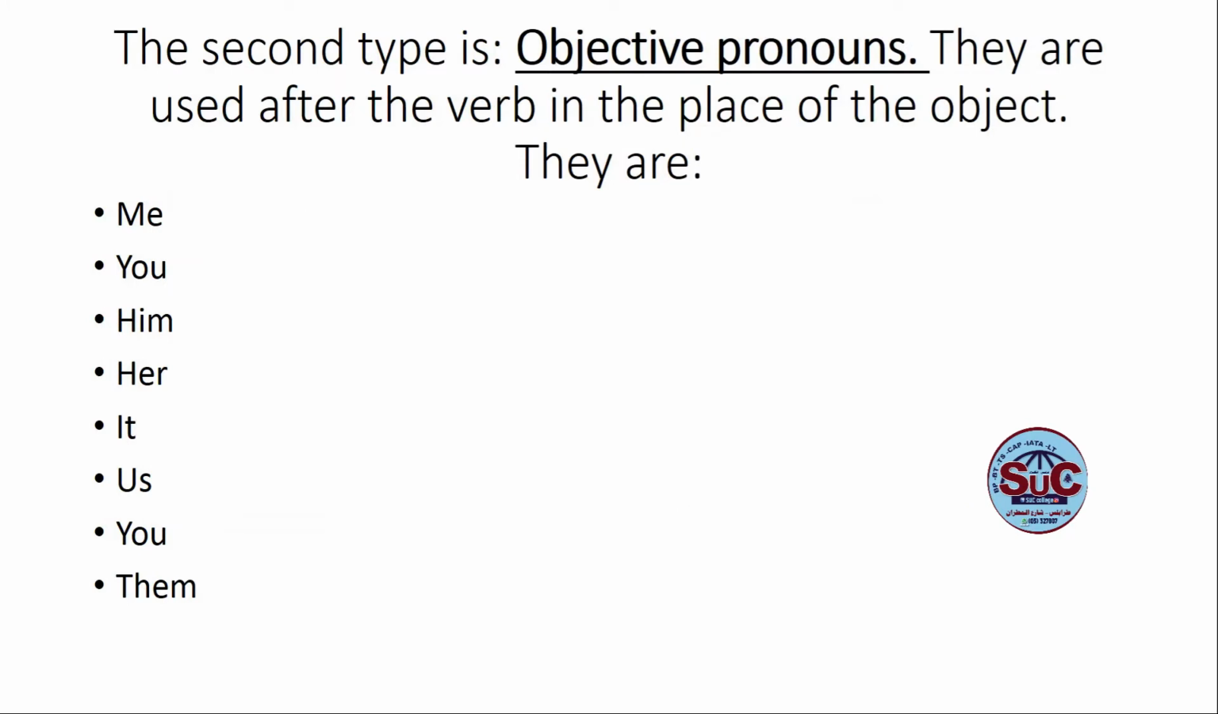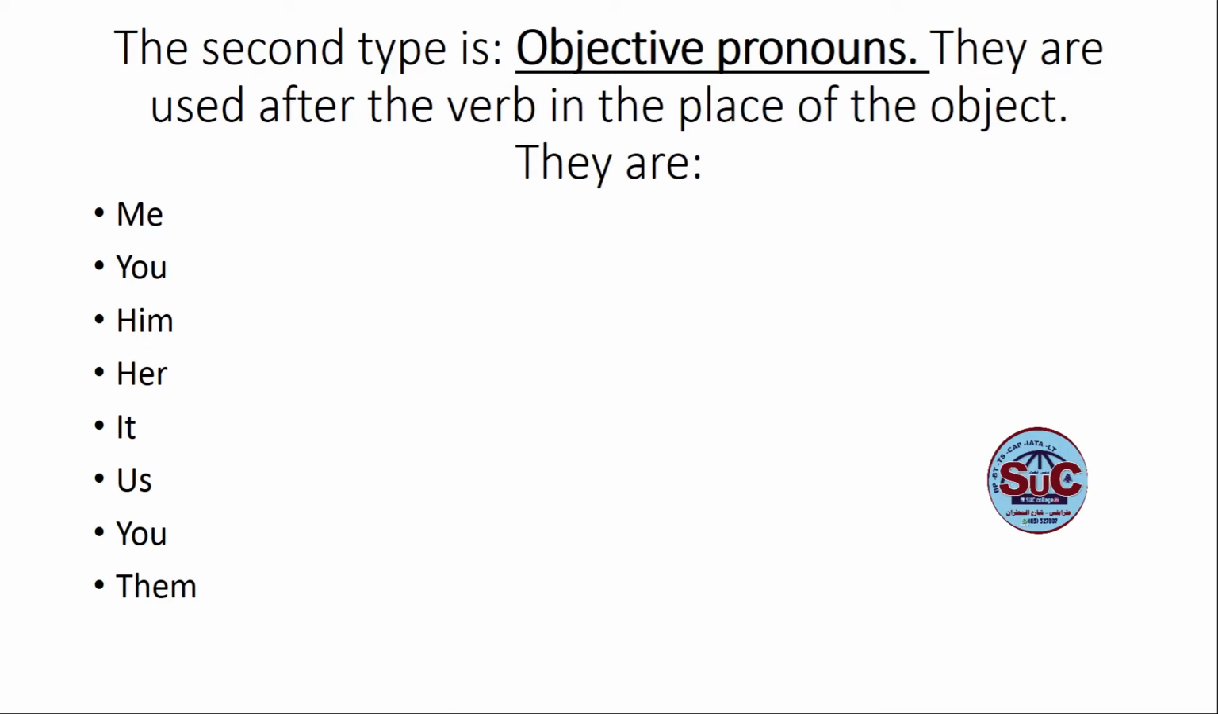The second type is the objective pronouns. They have the same meaning as the subjective pronouns, but they differ in the use. We use the objective pronouns after the verb in the place of the object. They are me, you, him, her, it, us, you, and them.